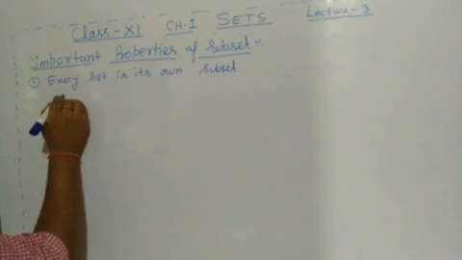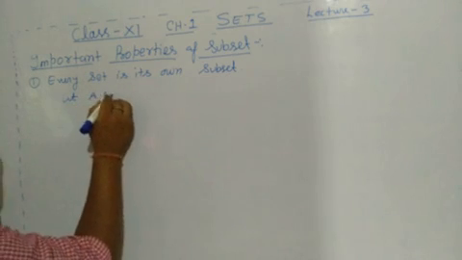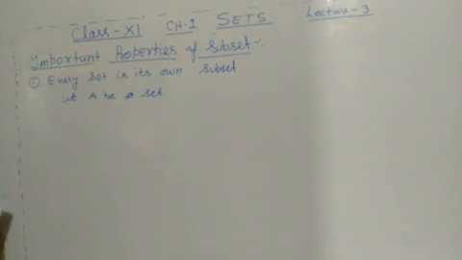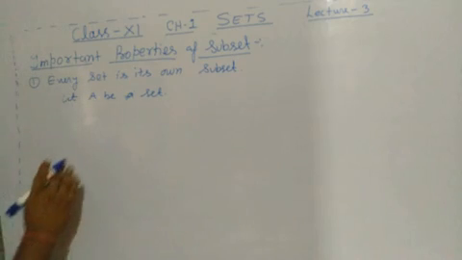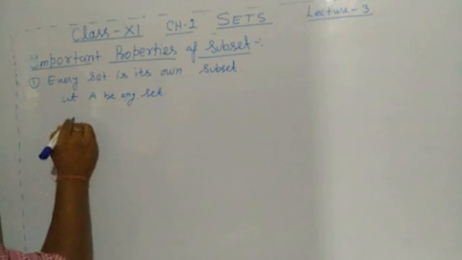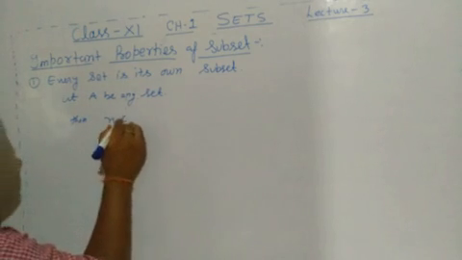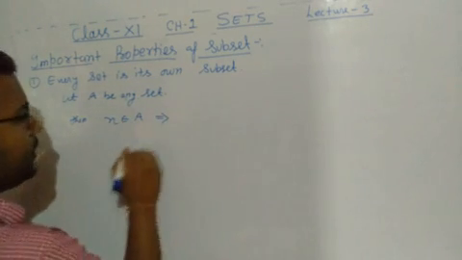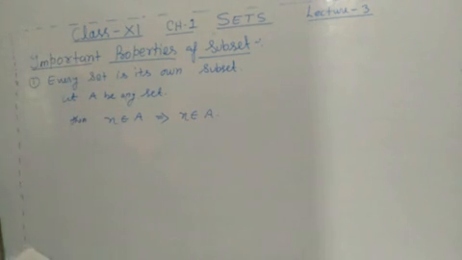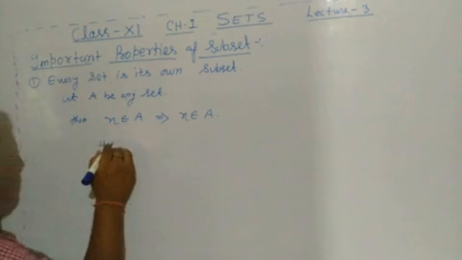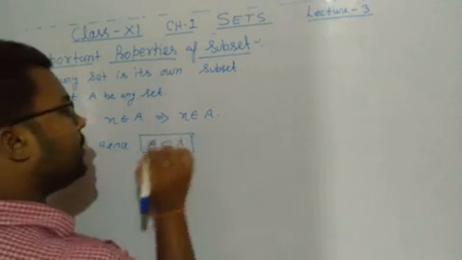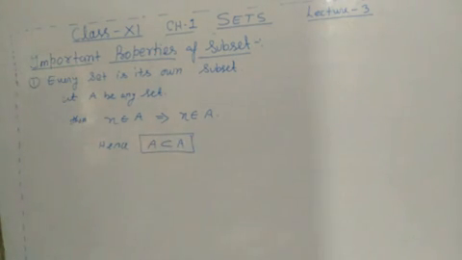For example, proof: let A be a set, any set. Then X belongs to A implies X also belongs to A. Hence A is a subset of A.